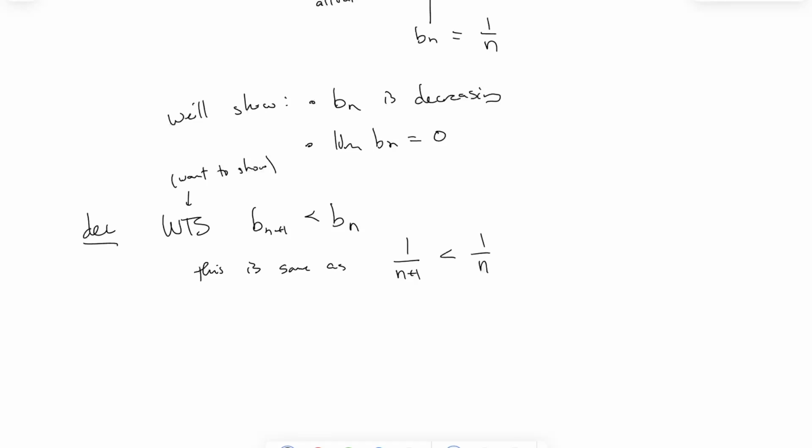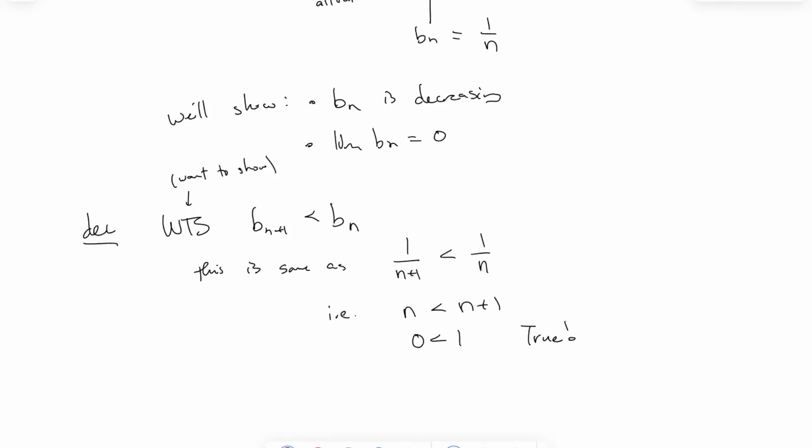I would multiply the denominators across. This is the same as n less than n plus 1. This is true, right? n is always less than n plus 1. If that's not obvious enough for you, you could subtract the n's. It'll say 0 less than 1. And that is true, all right? So this is the end of showing that it decreases.